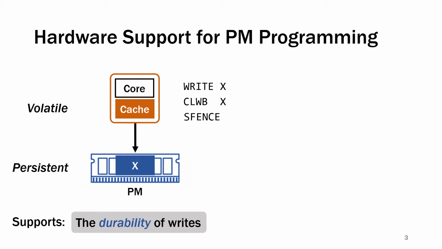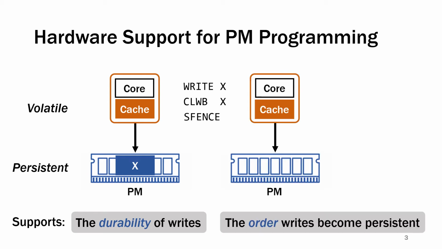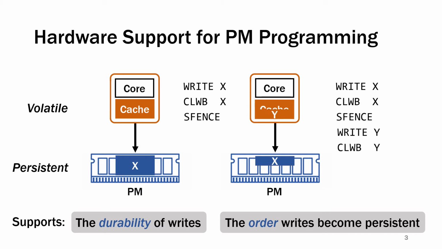And the second guarantee is ordering. That is, one write becomes persistent in memory before another according to the program's requirements. In this example, a write updates to cache line X. To make sure X becomes persistent before the next update, the program needs to follow the same sequence of CLW and S-fence, and then write to Y. Also, write it back to memory after that. So in this way, the write to X is guaranteed to be persistent before write to Y.